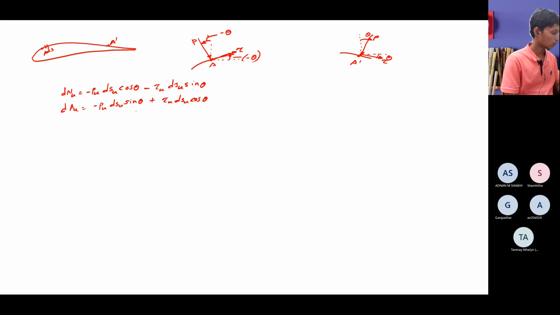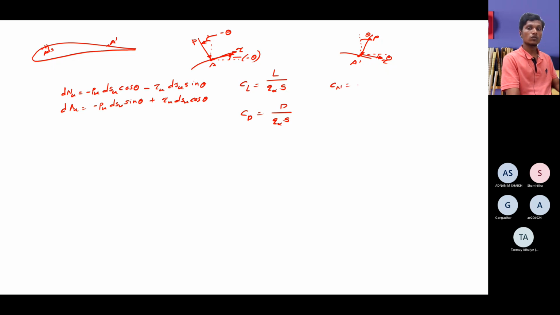Let's see some standard formulations we have. With this understanding, we can say CL equals L by q infinity S. I already showed you how the CL came as proportional to a constant, and in the same way as we derived for the lift, CD equals drag by q infinity S. Similarly, the coefficient for the normal force is N by q infinity S, and the coefficient for the axial force is A by q infinity S.